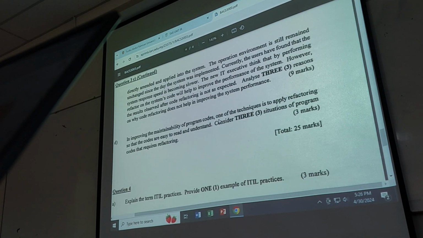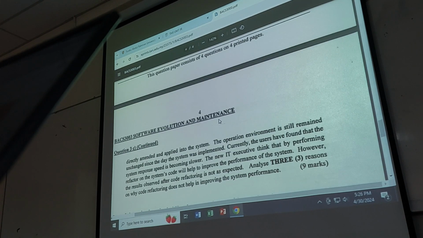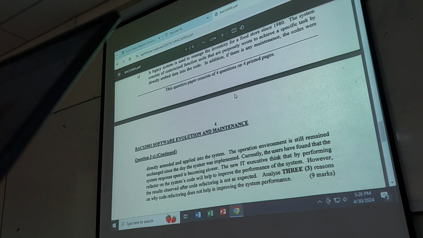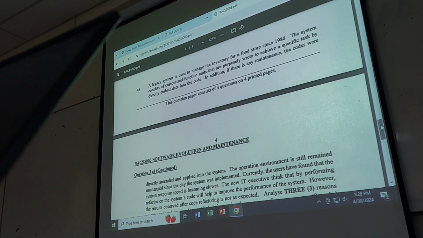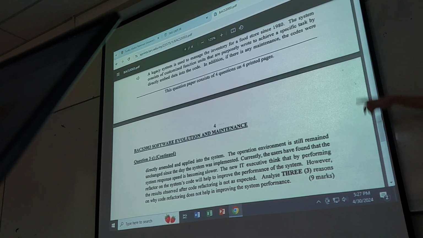And this one, how? This one is separated into 2 pages. I think can. Look at this one, 9 marks. This is from the previous chapter one. Please read the scenario first. 2 pages.